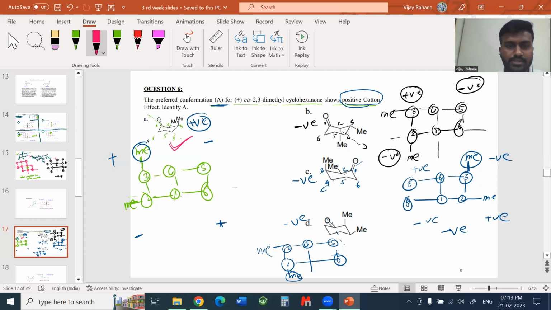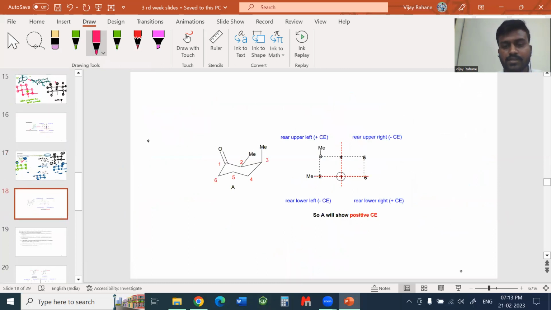Now we'll take the next question. Yeah, here is this explanation. Given numbering, and then we'll draw the octant projection, and because this methyl is on the positive quadrant, this shows a positive quadrant effect. Right.